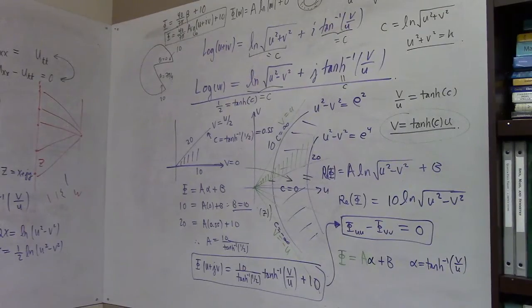So we can solve the wave equation for sectors between the lines v equals plus or minus u. And we can also solve the wave equation between hyperbolas using the log of the difference of u squared and v squared, square rooted.